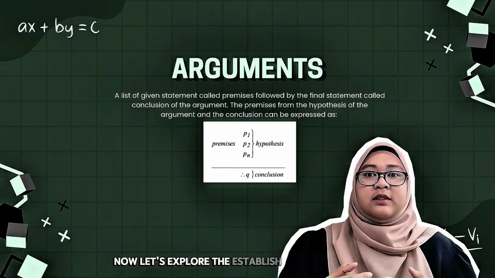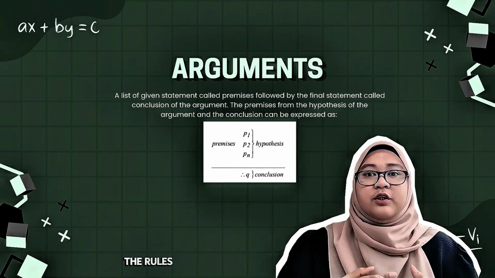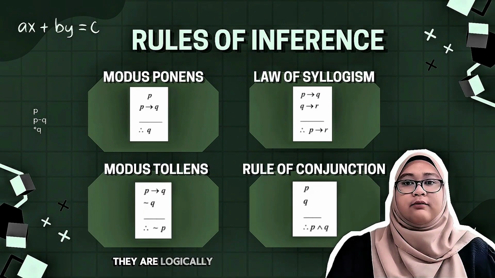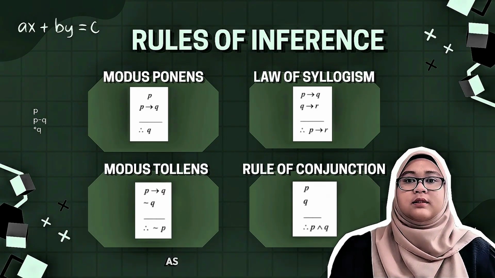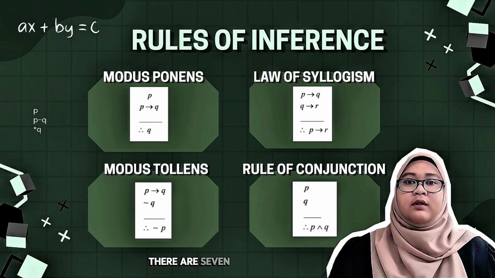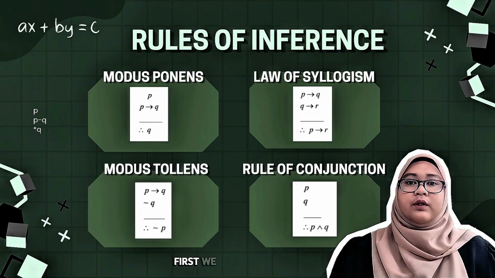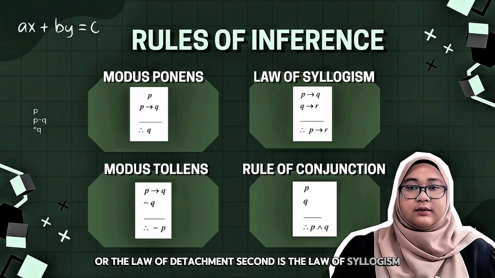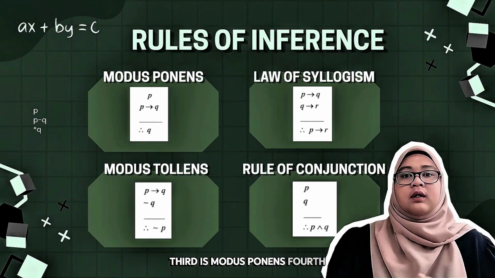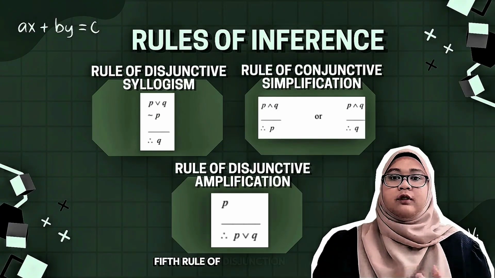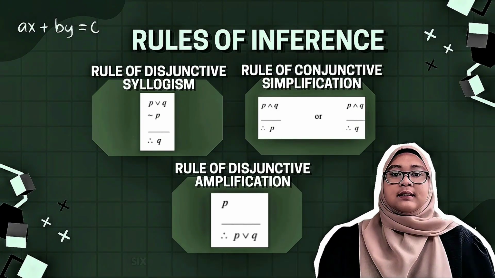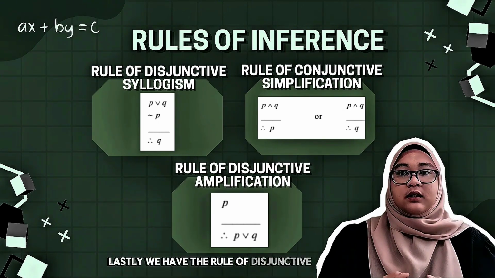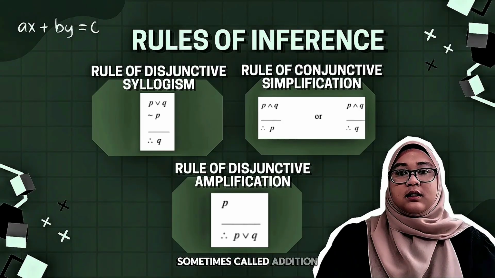Now, let's explore the established logical templates, the rules of inference. To build a formal proof, we use standard rules of inference. They are logically valid argument forms that act as templates for our reasoning. There are 7 types of primary rules. First, we have modus ponens, or the law of detachment. Second is the law of syllogism. Third is modus tollens. Fourth, the rule of conjunction. Fifth, the rule of disjunctive syllogism. Sixth is the rule of conjunctive simplification. Lastly, we have the rule of disjunctive amplification, sometimes called addition.